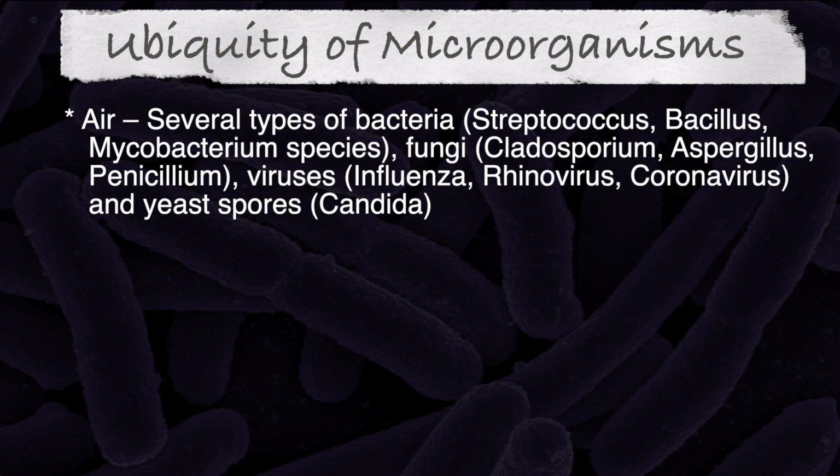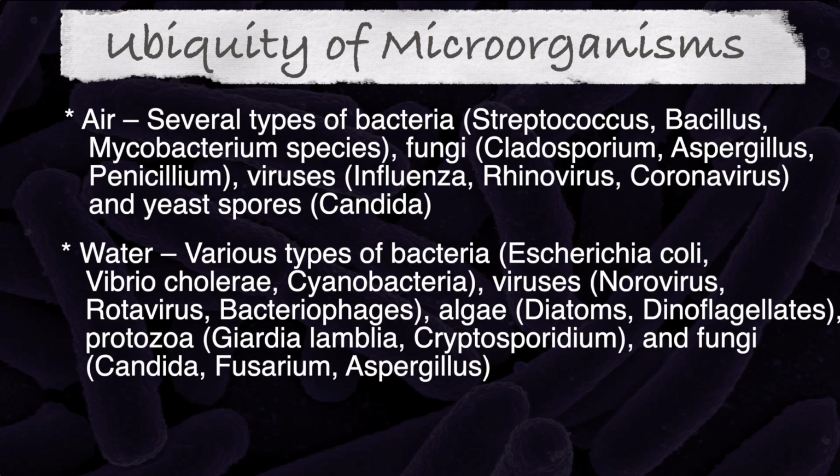Examples of microorganisms you might find in the air could be several types of bacteria, such as Streptococcus or Bacillus, fungi, such as Aspergillus, viruses like influenza, rhinovirus, or coronavirus, and yeast spores, such as Candida. In water, you may find bacteria like E. coli, viruses like norovirus, algae like diatoms, protozoa like Giardia, and fungi like Aspergillus.